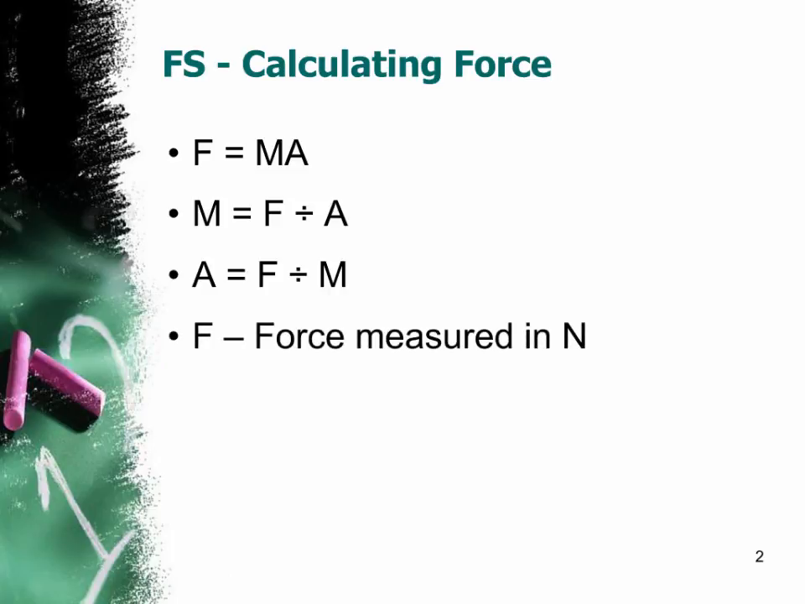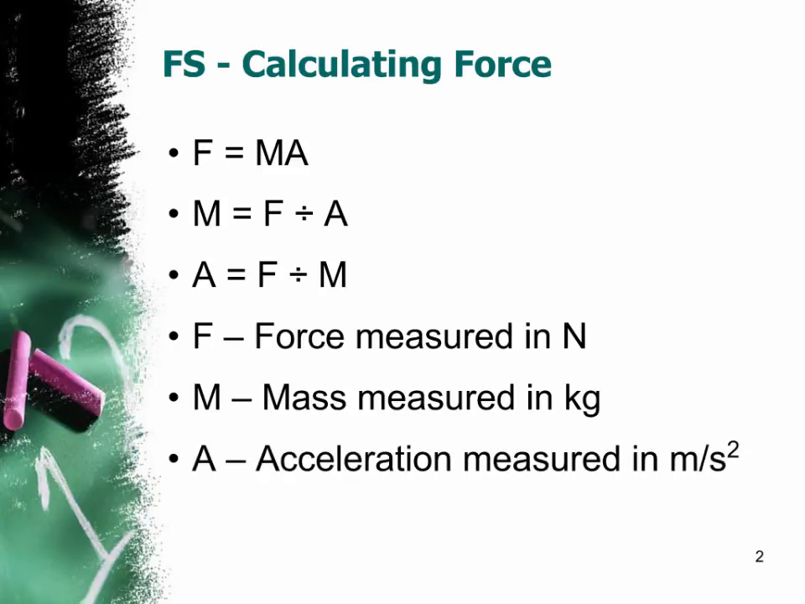So the F stands for force, and it's measured in a unit called newtons. M is mass, measured in kilograms. And A is acceleration, measured in meters per second squared, or meters per second per second. Be sure you get the equations, the words, and the units.